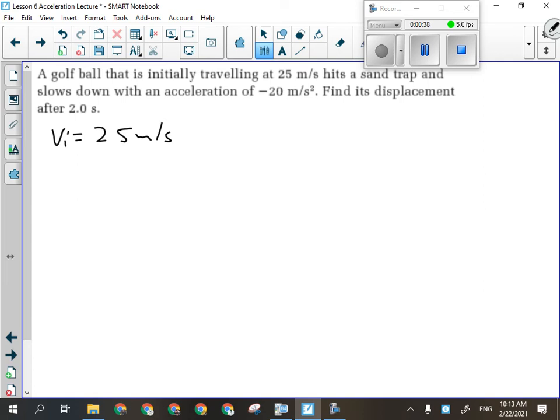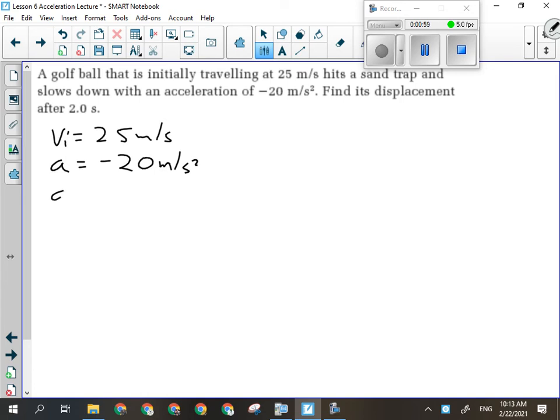Okay, so we've got our acceleration being negative because it's backwards. It's slowing down. But I would either say slows down at 20 meters per second squared, or I would say has an acceleration of negative 20. I wouldn't say both because I find it's confusing when you read it. All right, so our acceleration is negative 20 meters per second squared.